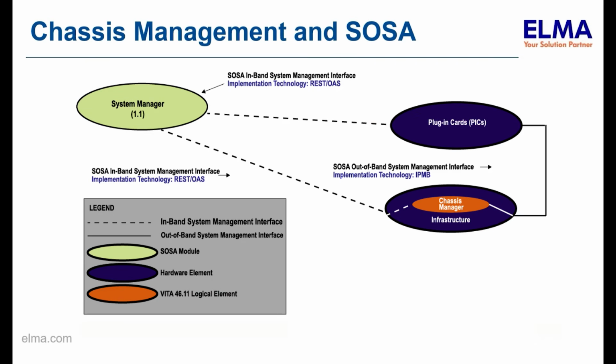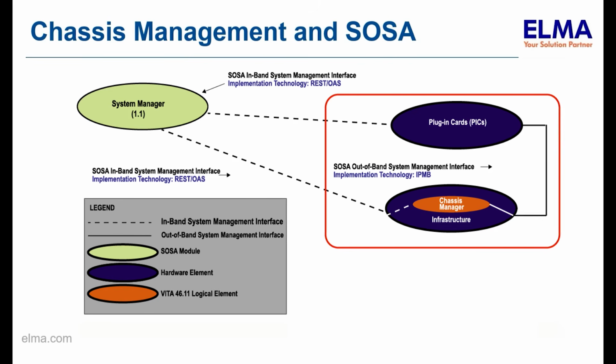Looking more closely at this section, we see that the plug-in cards and the chassis management hardware and associated infrastructure can be thought of as two separate, distinct components. Note, too, that they are linked through the out-of-band IPMB bus shown on the right.